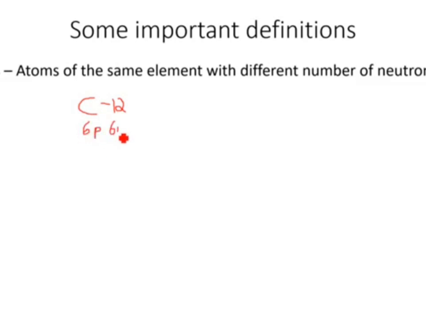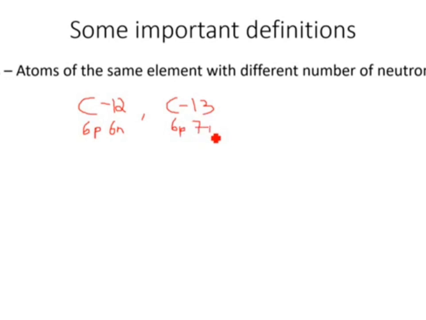Both of these add up to give a nucleon number of 12. This nucleon number is also called the mass number. The other isotope of carbon is carbon 13. Carbon 12 is the most abundant in nature, and carbon 13 is much less abundant. It's rarely found. It has 6 protons. The proton number remains the same, but it has 7 neutrons.